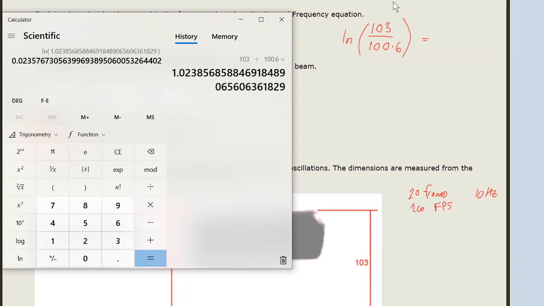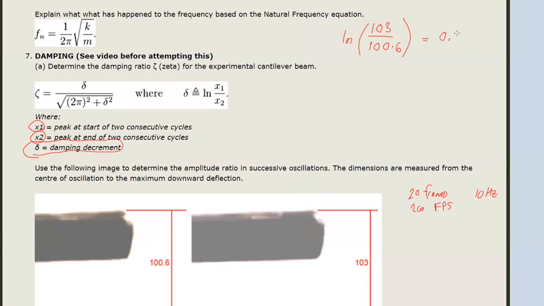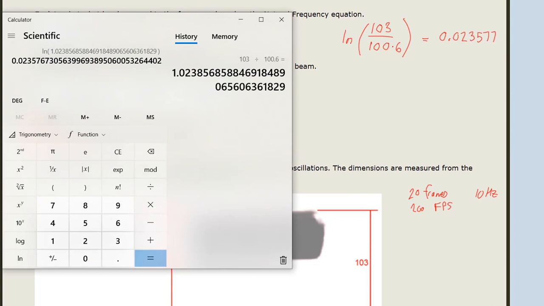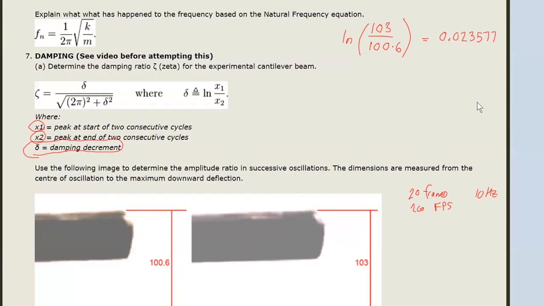That'll do. So that's our decrement, which is the Greek letter delta, lowercase delta.